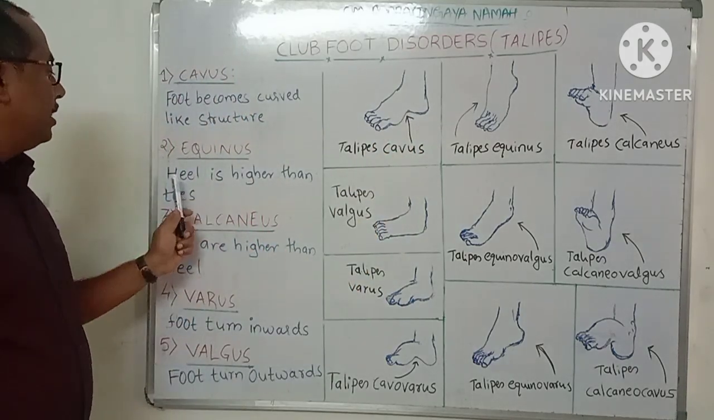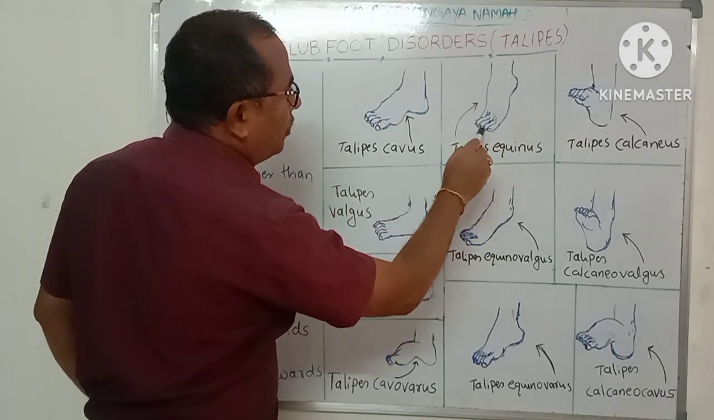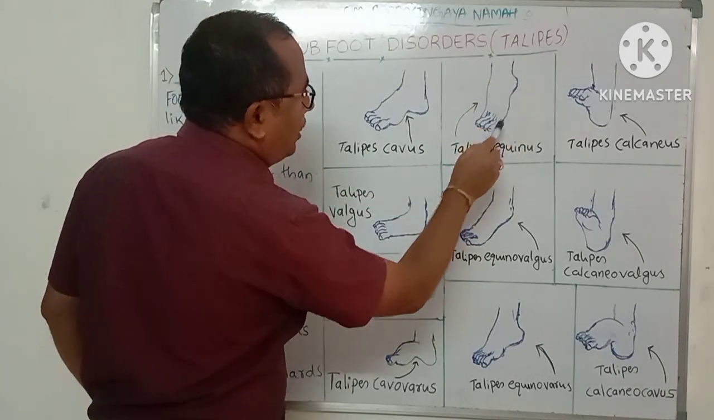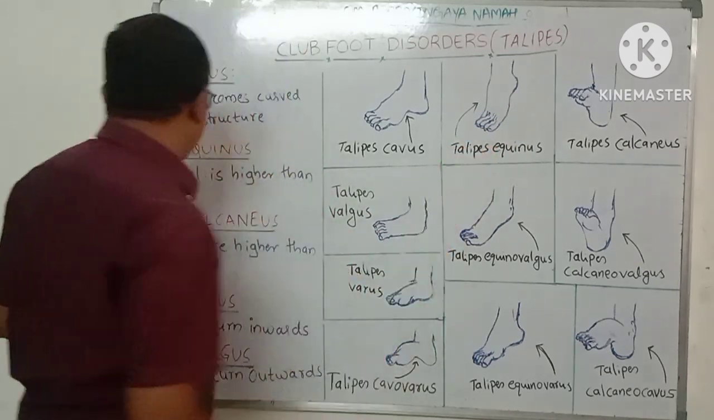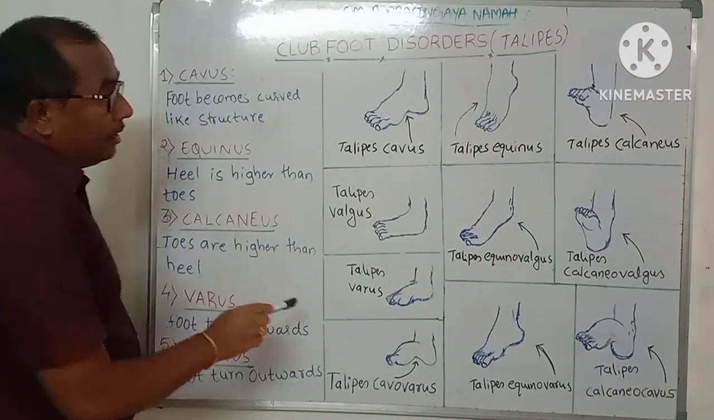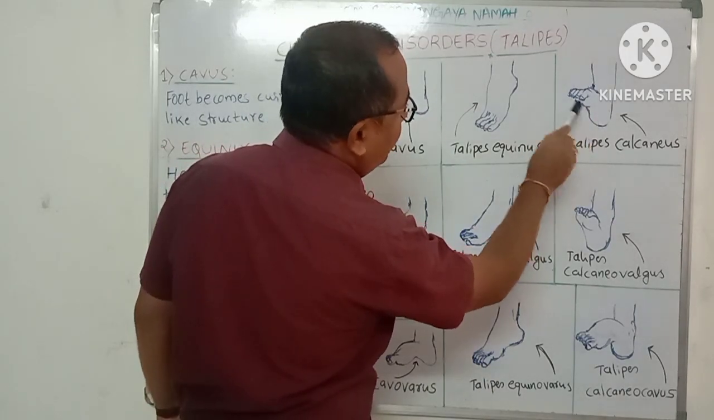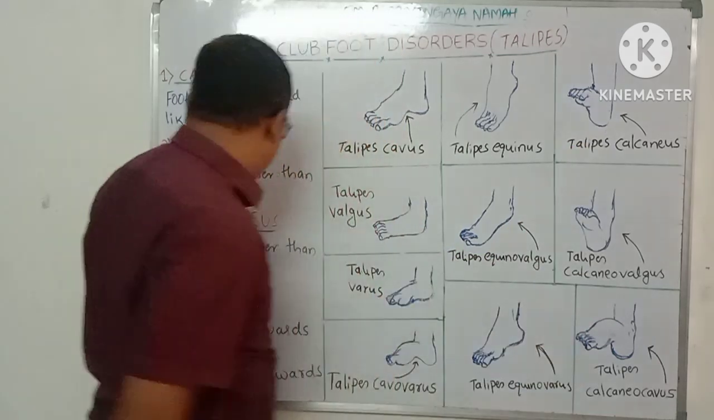Next is equinus. Heel is higher than the toe. See here, the heel is higher than the toe. These are the toes, this is the heel. When the heel is higher than the toe, it is called equinus. Next one is calcaneus. Toes are higher than the heel. When the toes are higher than the heel, it is called calcaneus.